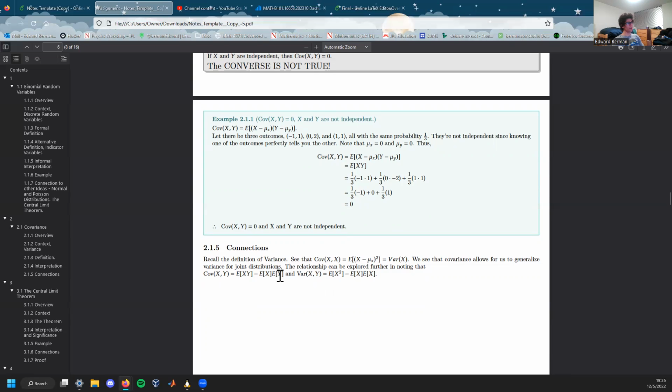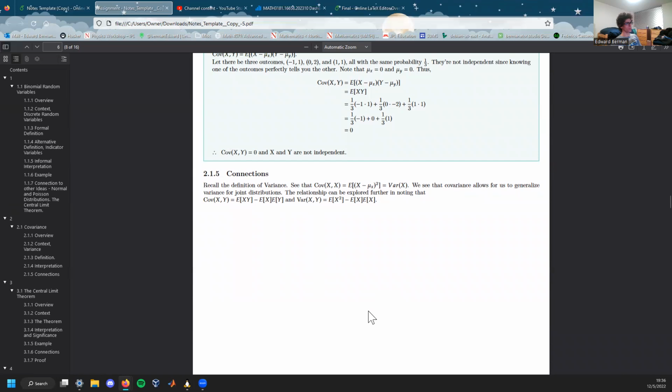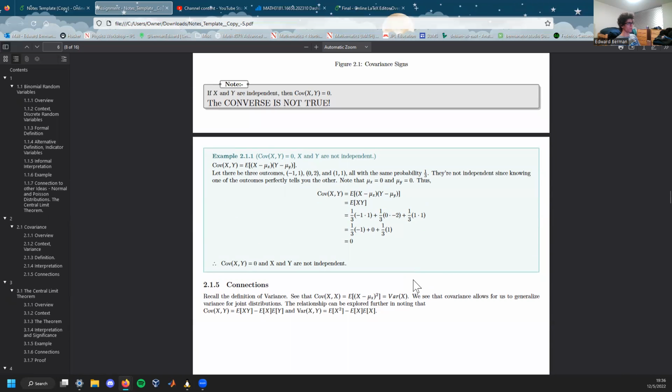But remember also that the variance of x is equal to E of x squared minus (E of x) squared. So we have the expected value of x squared, and then E of x, the quantity squared. Here, if we have the covariance of x and x, it again reduces to the variance. So we see covariance really is just a tool that allows us to generalize variance onto joint distributions.